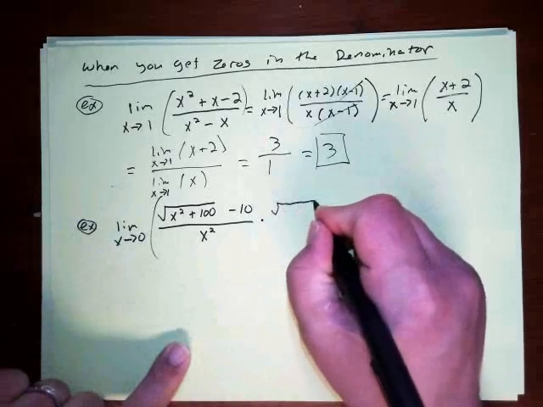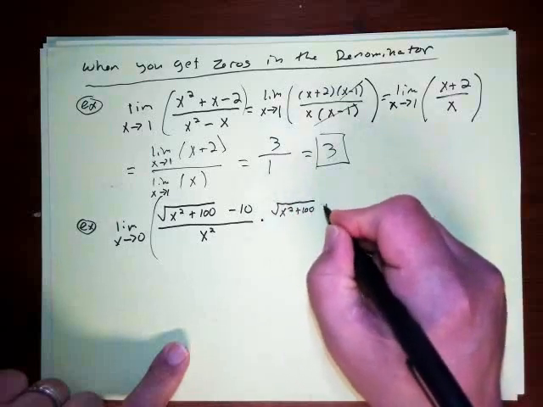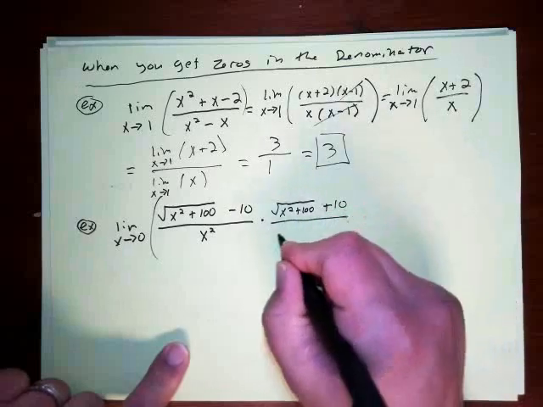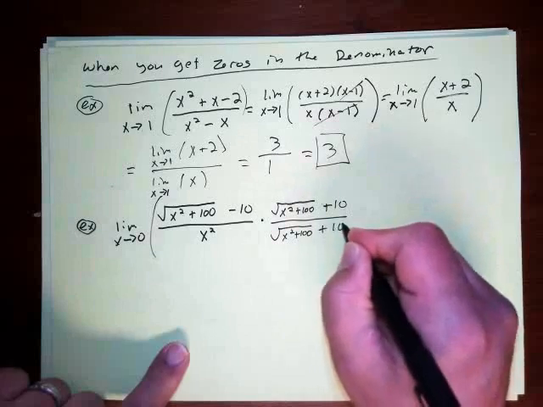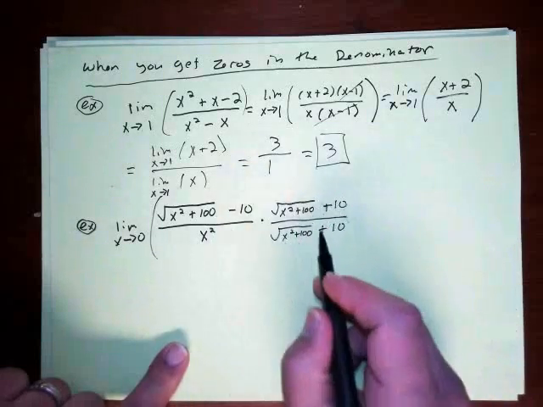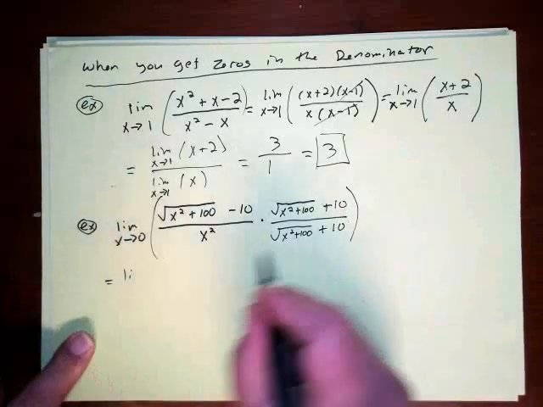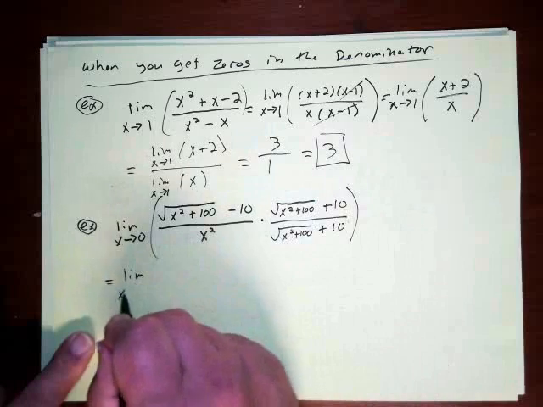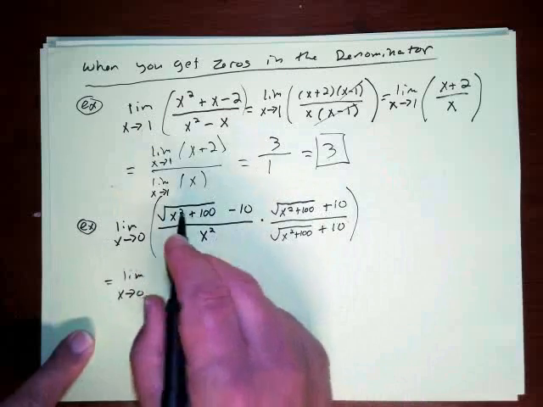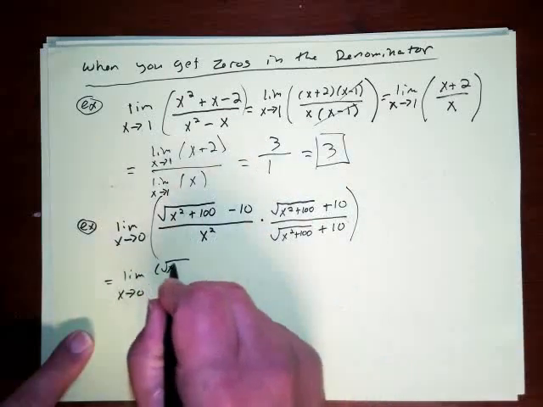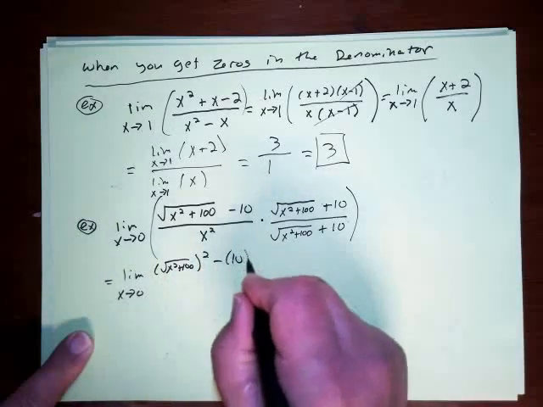So this would be the square root of x squared plus 100 plus 10, but then I have to do the same with the bottom: the square root of x squared plus 100 plus 10. So I'm going to multiply the top and bottom by this conjugate, and that's not a problem because this would be multiplying it by 1. So this would be the limit as x goes to 0 of, now when I multiply these two together, I get the square root of x squared plus 100, that quantity squared, minus 10 squared.